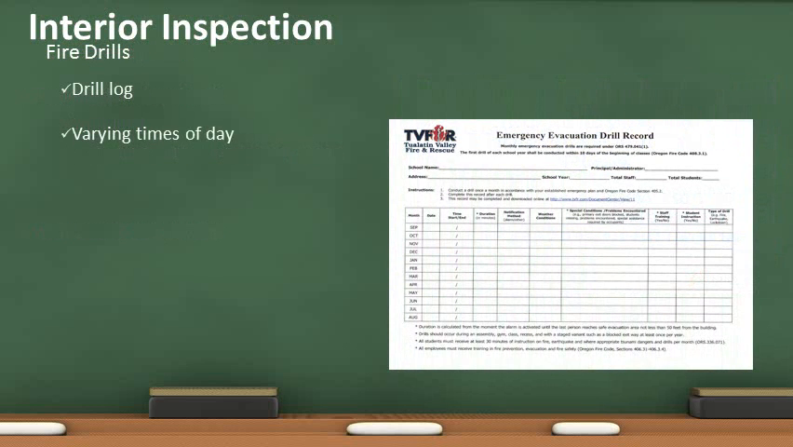The fire code requires emergency evacuation drills to be conducted at different hours of the day. For Group I-4, drills are to be conducted quarterly on each shift, and only staff is required to participate. In the E daycare, drills are to be conducted each month, and everyone on site is required to participate.